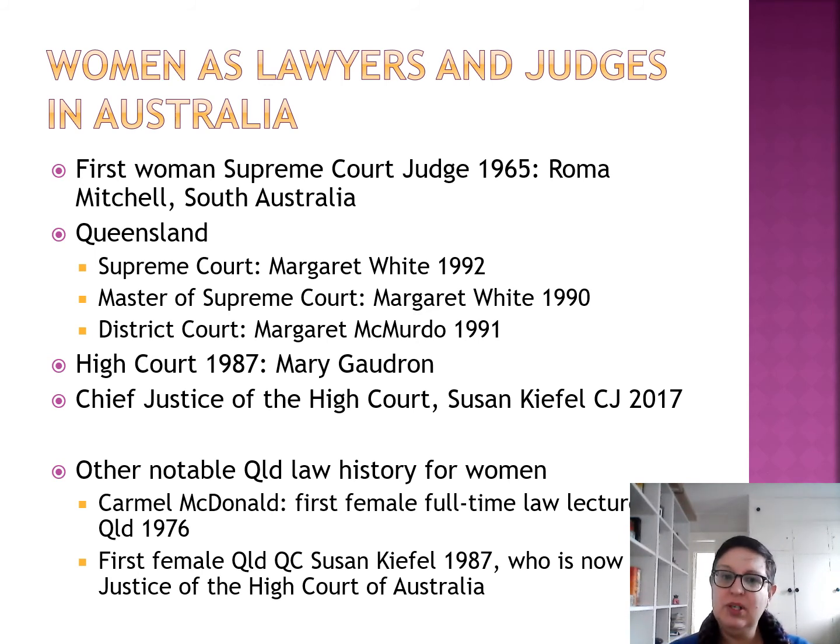Justice White was promoted to become a full Supreme Court judge in 1992, followed soon after by a number of other female judges. Our first district court judge was Margaret McMurdo, yes, the one who became the Chief Justice of Queensland sometime after that. The first female judge of the High Court of Australia was Justice Mary Gaudron, who was appointed in 1987. And the first female Chief Justice of the High Court of Australia was only appointed in 2017, and that was Susan Kiefel.